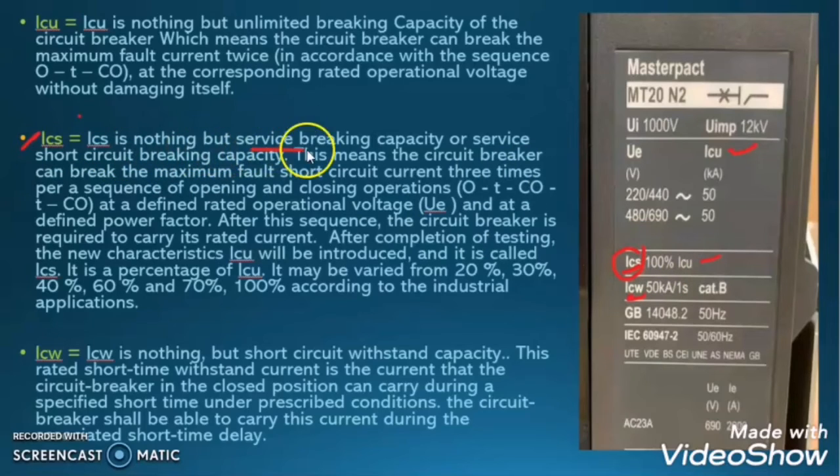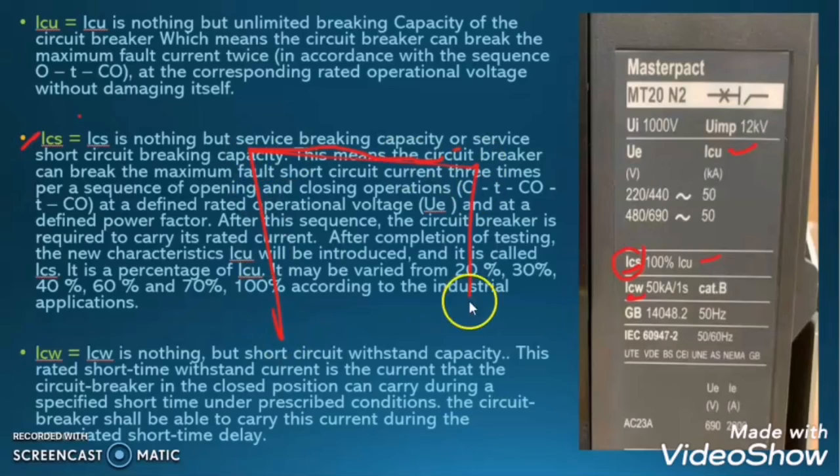ICS is nothing but the service breaking capacity, or service short circuit breaking capacity. How do we get this ICS rating of the circuit breaker, and how is it different from the ICU? Let us understand in further discussion.